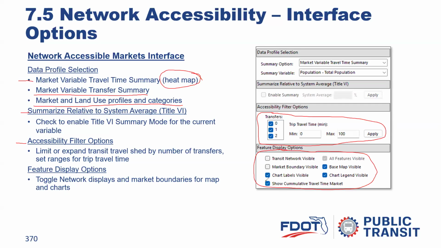The one difference here is the show cumulative travel time market. So by default, it's going to show cumulative markets as you progress in travel time away from the origin, or into the origin, or into the destination. But you can also just show it by market size. So rather than accumulating markets, individual markets at each travel time increment.